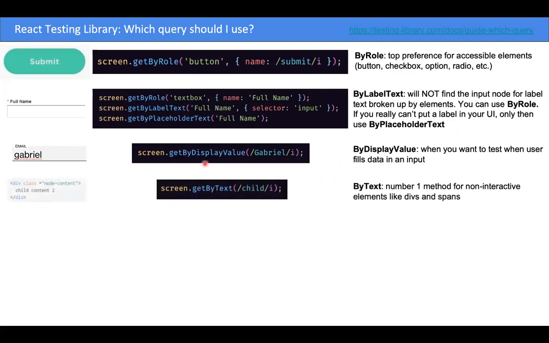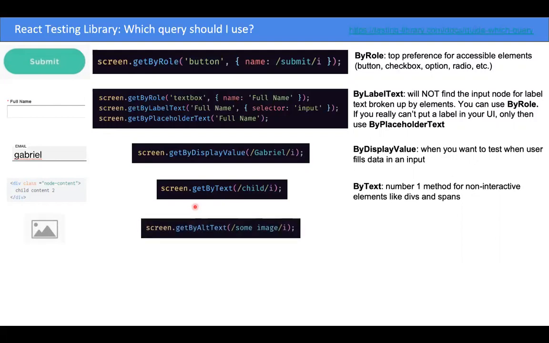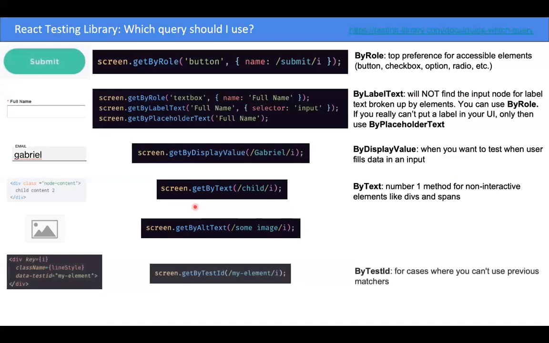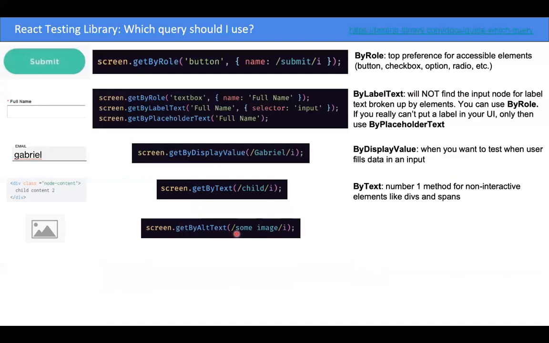Other than that, when you're not working with forms and you're just working with divs, spans, and this kind of elements that you can't use these functions on, then you can use get by text. So imagine you have a div with child content, and you want to find every div that has the text child in it, then you can easily use get by text. With this, you also make sure that you don't depend on the code implementation, and your code won't break when you change classes, IDs, and so on. For images, you can use get by alt text, or for any other elements that have alt. There are not only images, there are a few other elements as well, but most of the time you'll use this only with images.